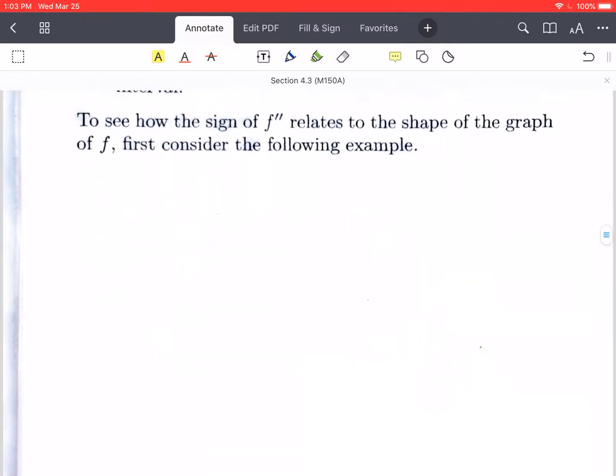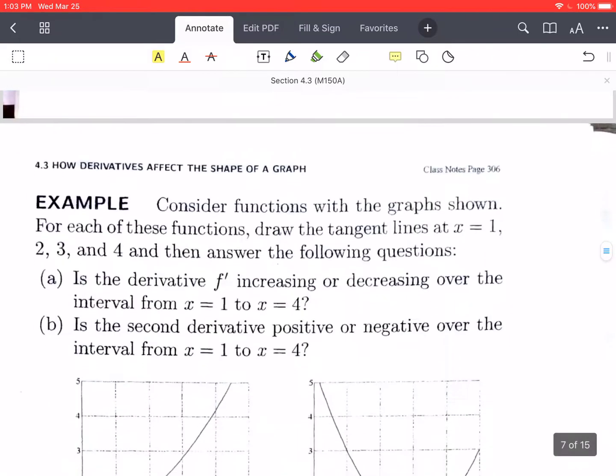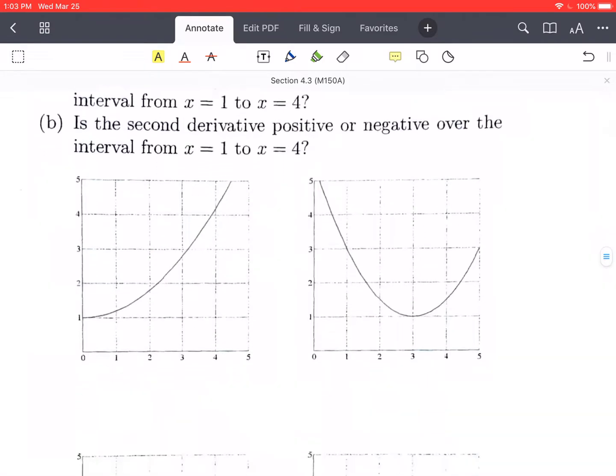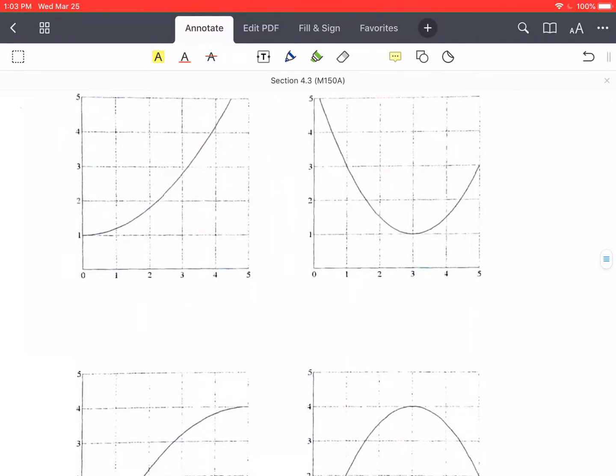Okay. So let's look at an example here, see kind of what we're talking about. So consider functions with the graph shown. For each of these functions, draw the tangent lines at 1, 2, 3, 4. And it's asking, is the derivative increasing or decreasing over this interval? And then what about the second derivative? Okay, so let's draw a bunch of tangent lines here.